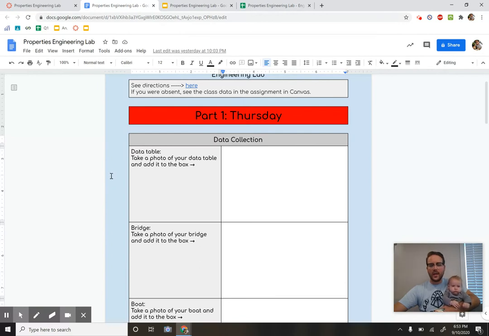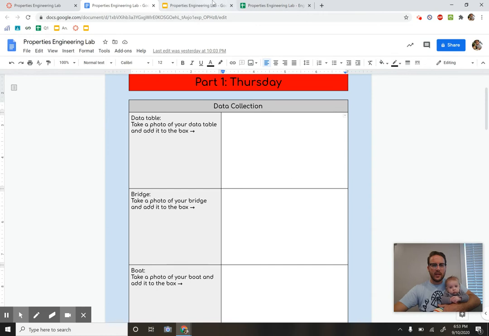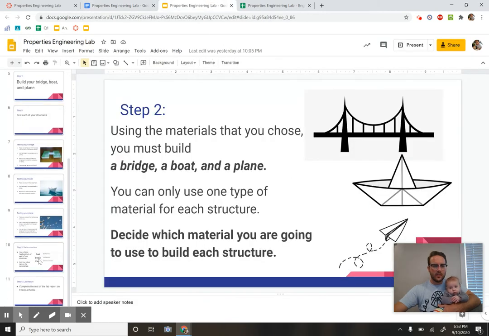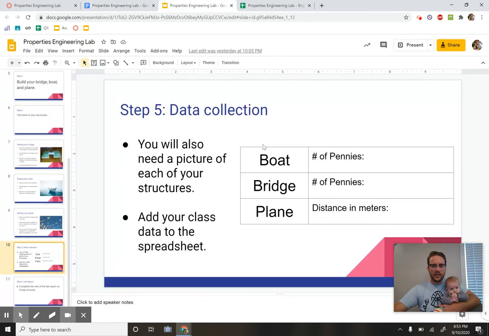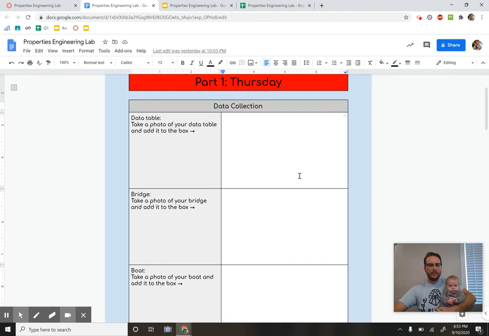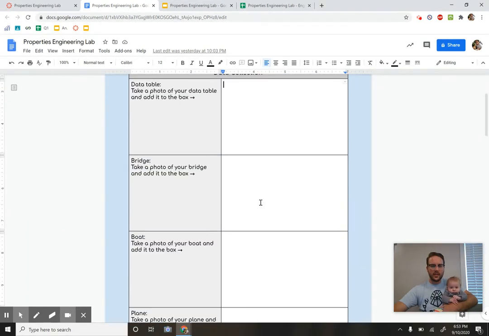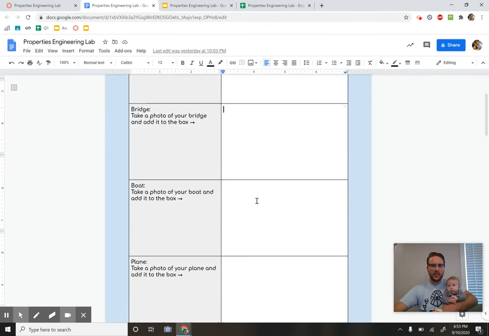If you're like, oh, I had mine hold marbles instead of pennies, or I saw how many little rocks, whatever you need to do to make a test is fine. And then you uploaded your data right here, and that was the data table that was right here. So just how many pennies it held for the boat and the bridge, and then how far your plane went. So that's what you should already have done, that gray section that said part 1 Thursday.